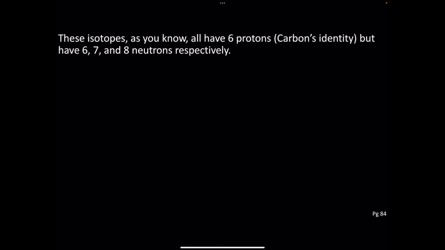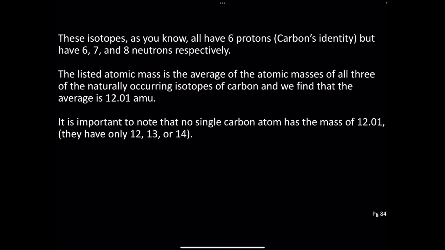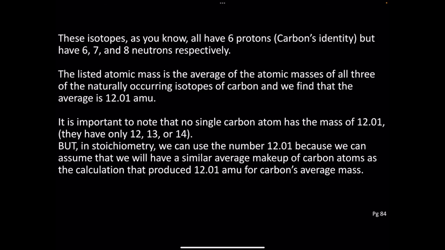On the periodic table, those isotopes have 6 protons, but they have 6, 7, and 8 neutrons respectively. The listed atomic mass is the average of the atomic masses of all 3 of the naturally occurring isotopes of carbon, and that average is 12.01. It's important to note that none of the single carbon atoms have the mass of 12.01. They'll have only 12, 13, or 14 because it's just the sum of the protons and neutrons. Remember, electrons are not massive enough to account for the mass of those atoms either.